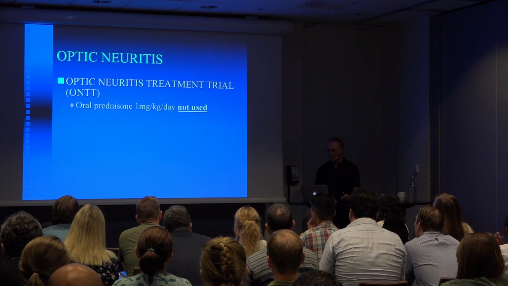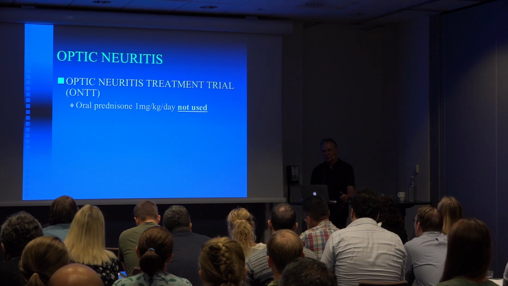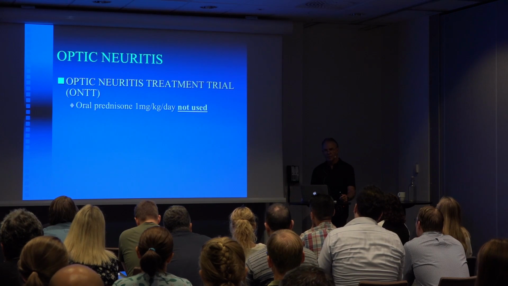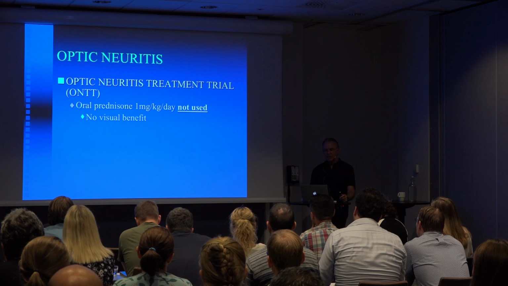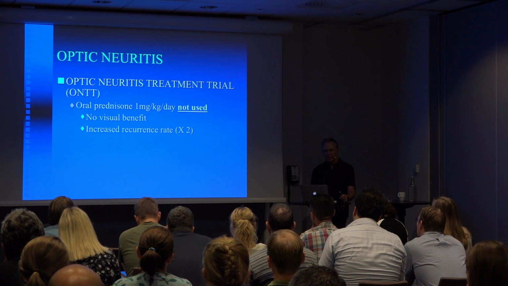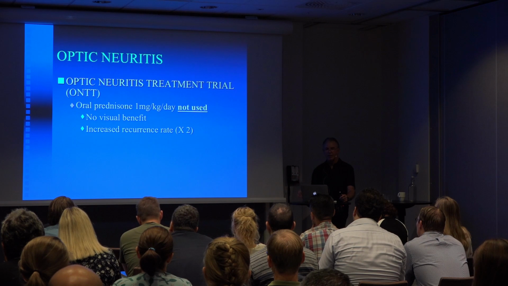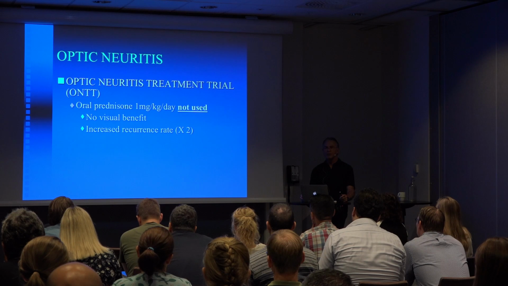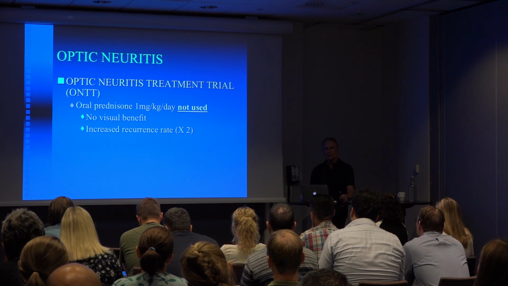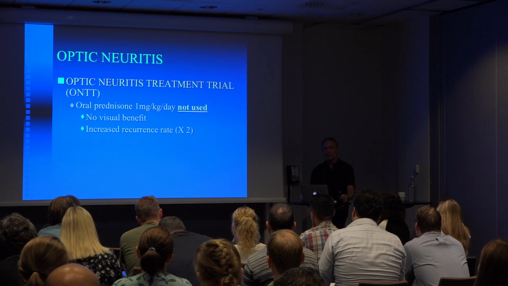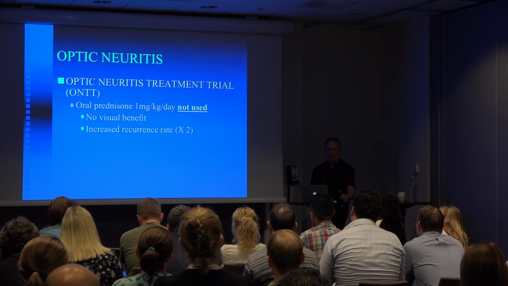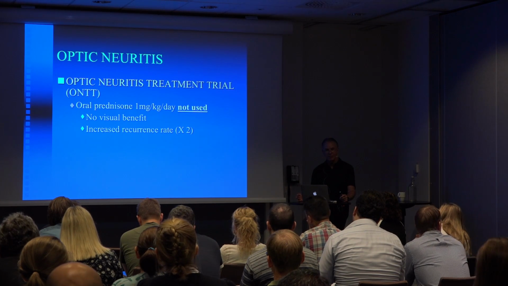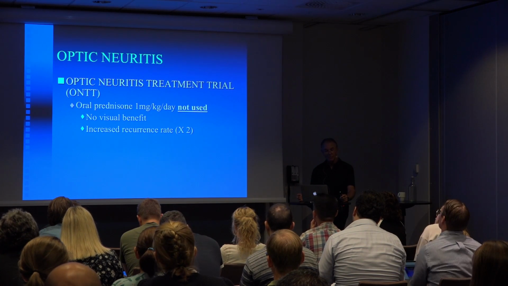Again, the Optic Neuritis Treatment Trial, very well known. The results for the US anyway was that we don't use oral prednisone alone at the standard milligram per kilogram per day dose, because it didn't have a visual benefit, but it also increased the recurrence rate in this study by 2. That's a controversial finding. The neurologists who look at this often don't believe that that's a real finding, but at least in the US, we talk about not using this dose of oral prednisone for this type of optic neuritis because the recurrence rate was doubled in this study.